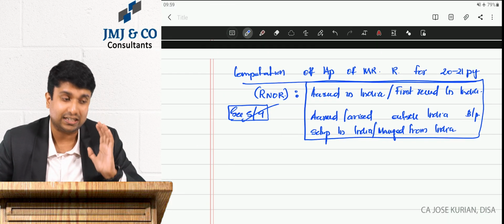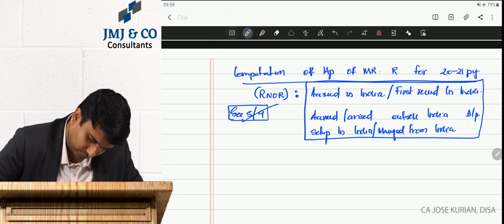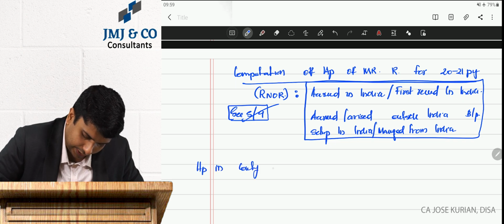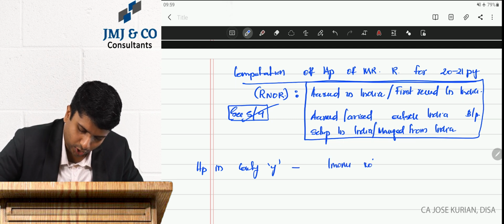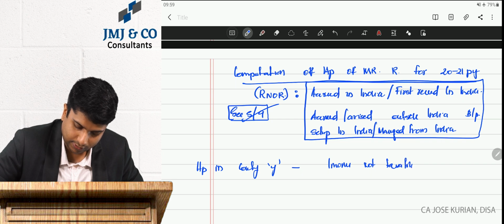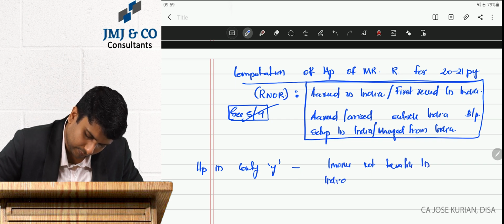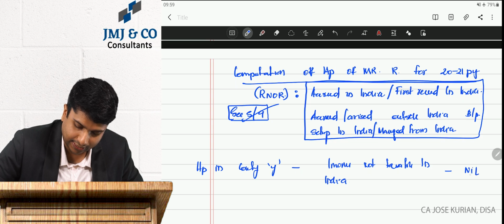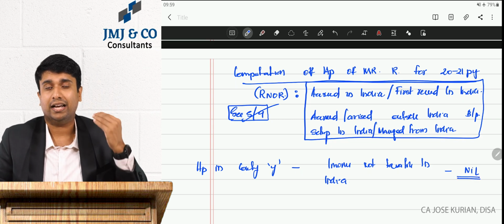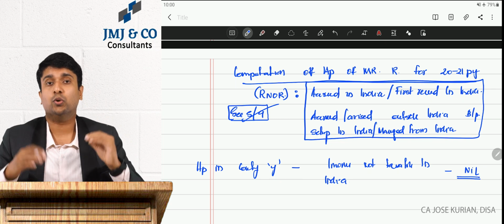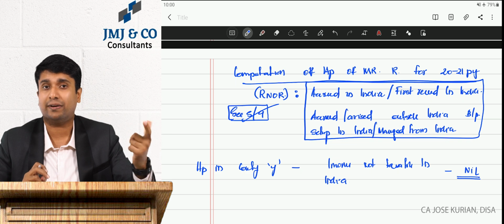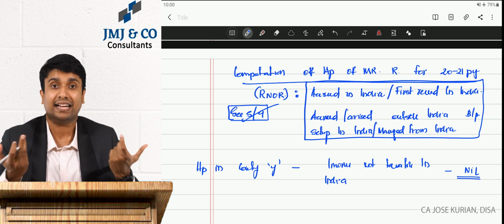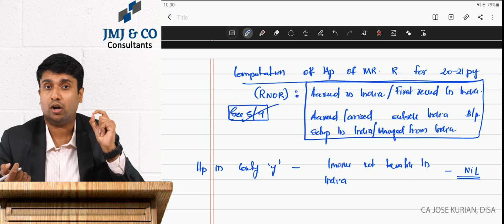So first of all, we will start with a note: house properties in country Y, income not taxable in India, and we can take it as nil. For house property 1, which is self-occupied, and house property 2, which is let out, you don't have to consider any income or any expenses in relation to that property in India. Why? Because India doesn't have any taxing right over that property. I hope you got my point.